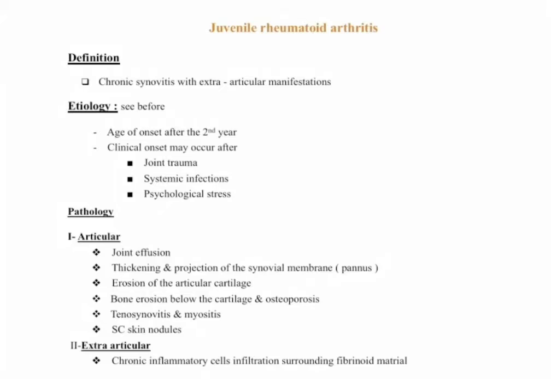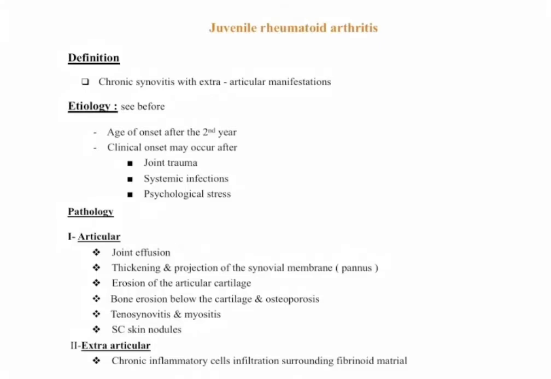We come to the most important one, which is juvenile rheumatoid arthritis. Definition of juvenile rheumatoid arthritis: chronic synovitis with extra-articular manifestation. Etiology as I mentioned before. The onset of rheumatoid arthritis is after the second year of life.